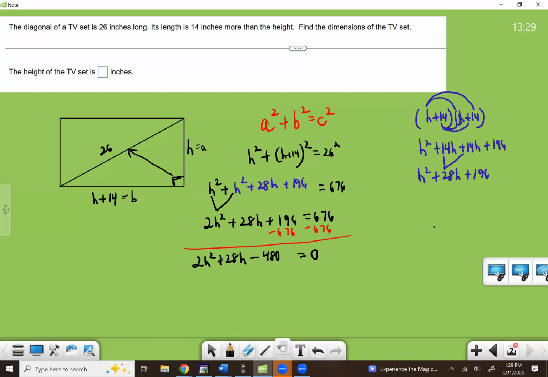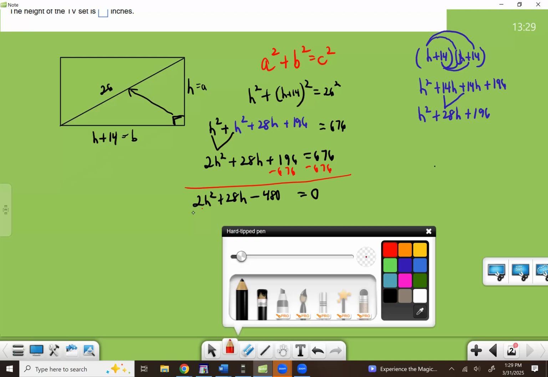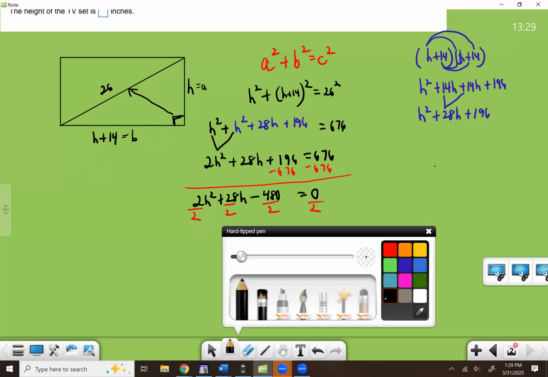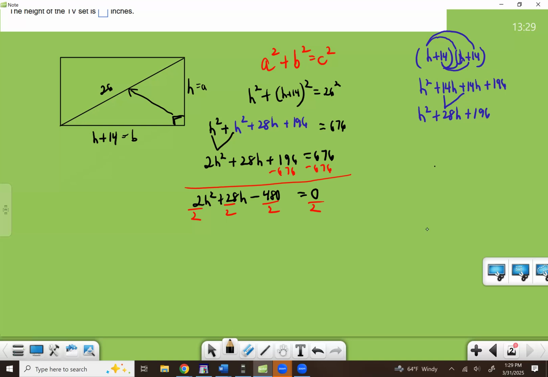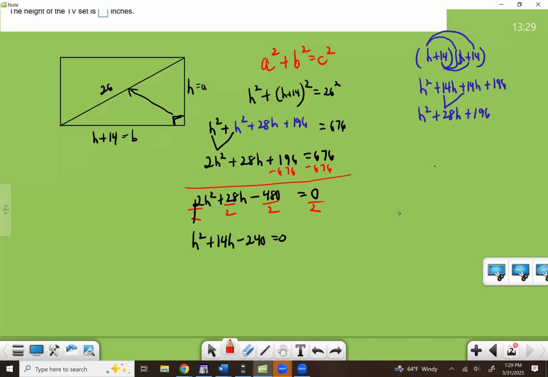Now, I could do the quadratic formula like this, but I'm noticing that all those numbers are even. So I want to try to shrink this down by dividing by 2 to every term. So then that's going to get us h squared here. Half of 28 is 14. And half of 480 is 240. Now we can use the quadratic formula. That's perfectly fine. And if that's your thing you love, go for it. But I like to do factoring when there's no leading coefficient. That's my preference. So I have to look for factors of negative 240 that add up to 14.